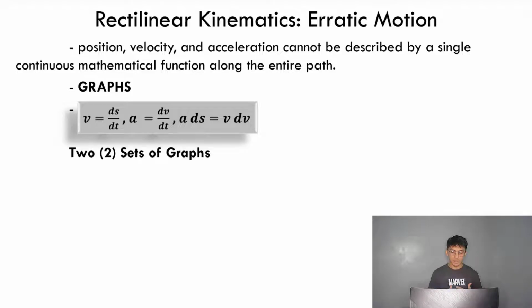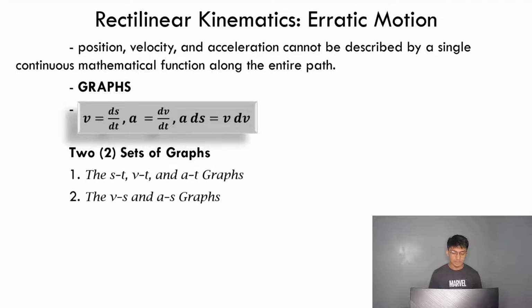We have two sets of graphs. The first is what we call the ST, VT, and AT graphs, where S is the position, V is the velocity, A is the acceleration, and T is the time. The second set of graphs we have is the VS and the AS graphs, with respect to position. So, those are the two sets of graphs that we will tackle here in rectilinear kinematics, erratic motion.